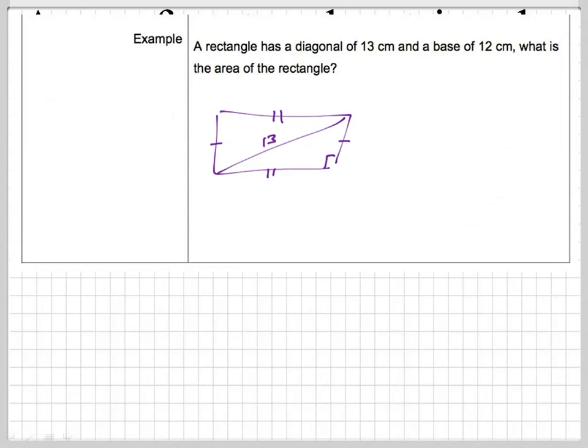Do we know anything else? Am I missing something on my picture? Yes, I'm missing the 12. The 12 is the base. I'm going to put it right there. Alright, how am I going to find the area of this dude? I need to have... what?